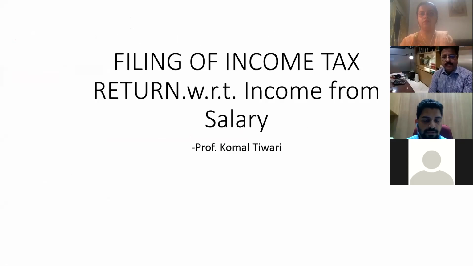Now, basically dealing with these forms, ITR 1 deals with salary income. If you are employed with one particular employer during the year, you have one house property income, you have some other sources income, and your total income is below 50 lakhs, then you can file ITR 1. If you are employed with multiple employers during the year and you have multiple house properties, then in that case, you will have to file ITR 2.